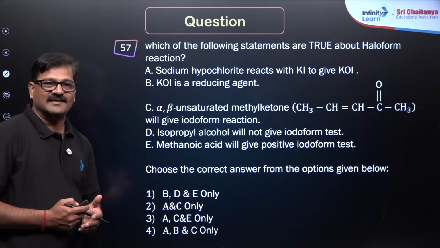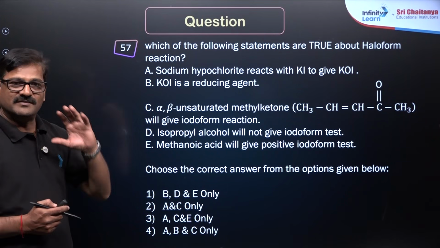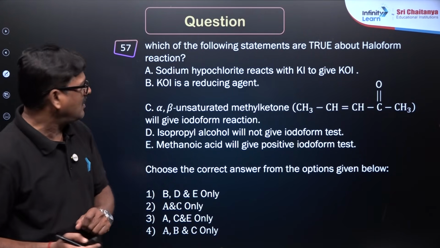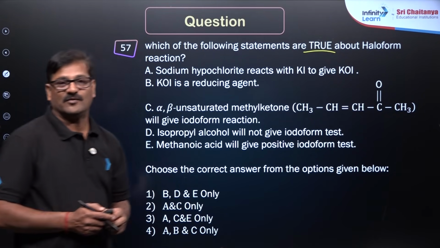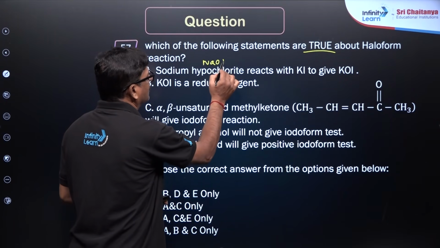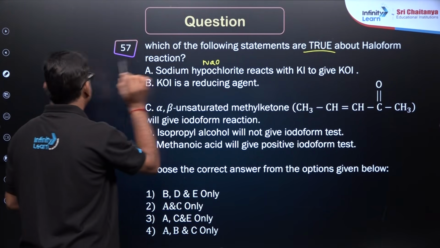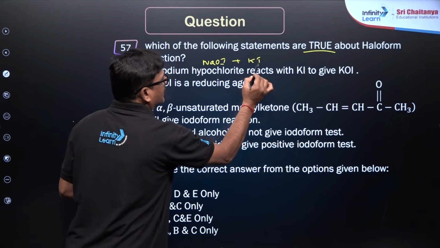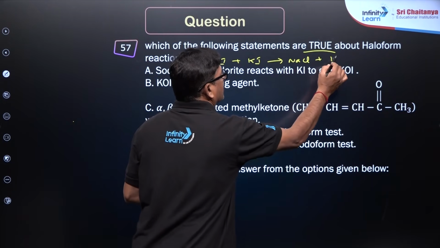Moving ahead, another question: which of the following statements are true about the haloform reaction? In most sessions, questions based on the haloform reaction have been asked. So we have to find the true statements about the haloform. Sodium hypochlorite, NaOI, reacts with potassium iodide, giving rise to NaCl plus KOI.